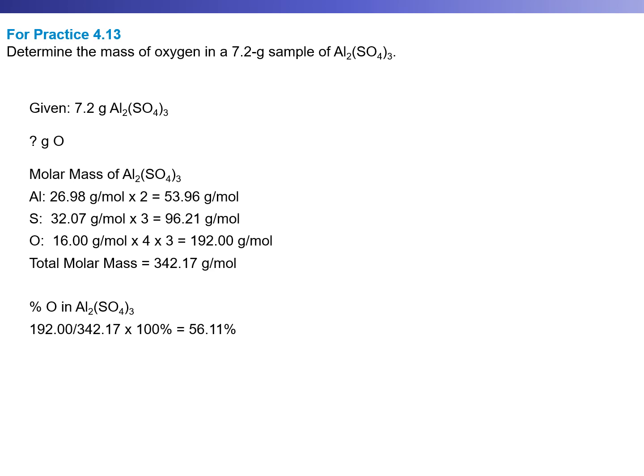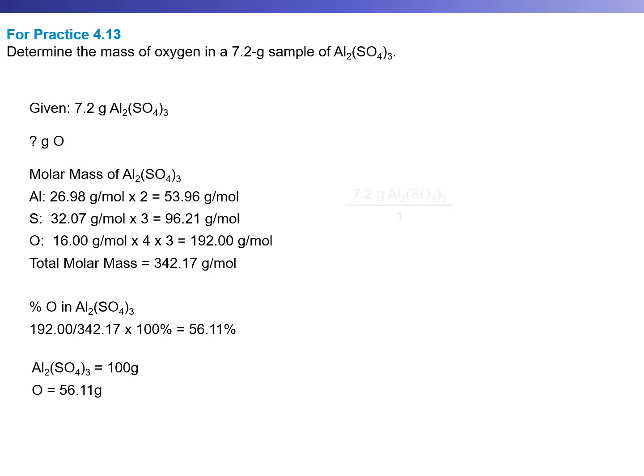Now, I could deviate from how I'm going to solve this, and I'm going to show you another way to solve this at the end of this, but instead, I'm going to do what we've been doing, which is to take this percentage and convert it into grams. So then I can say that I've got 100 grams of aluminum sulfate and 56.11 grams of oxygen. And I can use this information to create a conversion factor that will allow me to get out of grams of aluminum sulfate and into grams of oxygen. So that's what I'm going to do.